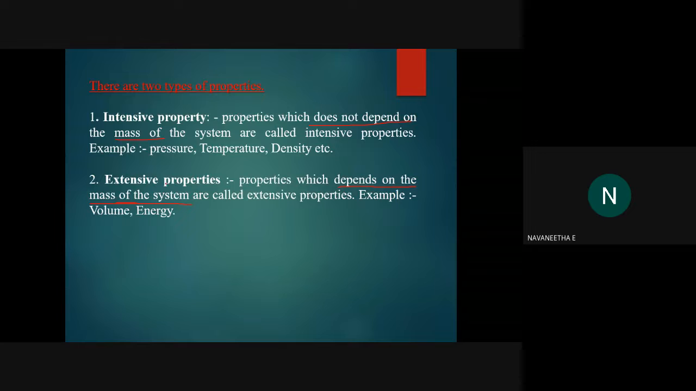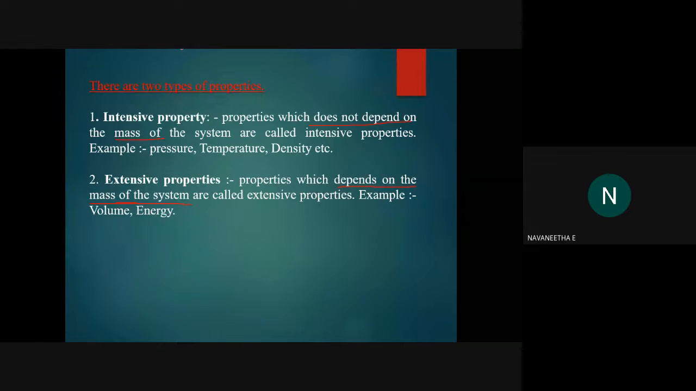Okay, extensive property and intensive property. Example is volume, energy. Write down the things that I have underlined: does not depend on the mass, and depends on the mass of the system.